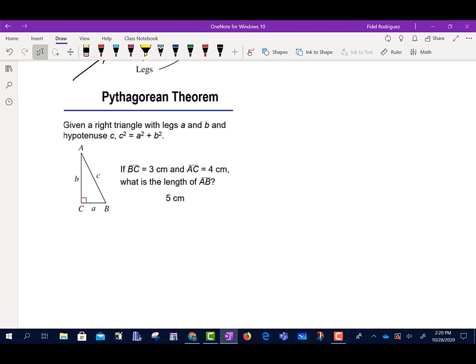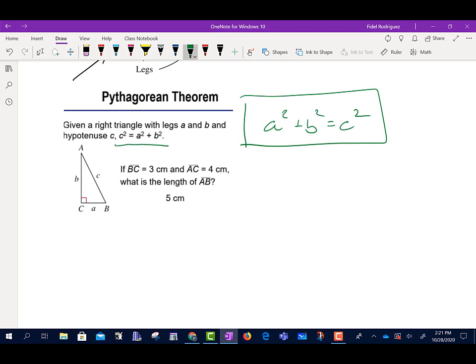It says, given a right triangle with legs A, B, and hypotenuse C, C squared equals A squared plus B squared. A lot of times they wrote it like this, A squared plus B squared equals C squared, but it's the same thing. It says if BC is 3 centimeters and AC is 4 centimeters, what's the length of AB? It has the answer right here, but let's see if we can figure it out. So BC, this side right here, is 3, and AC, this side over here, is 4. We're going to look for that side right there.